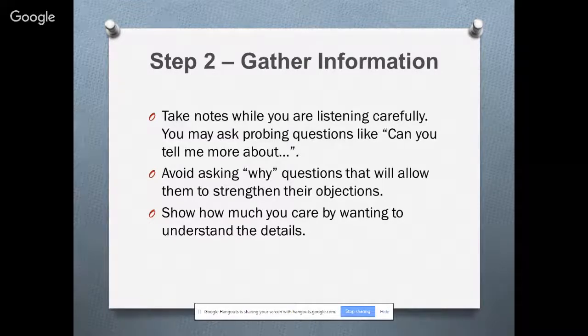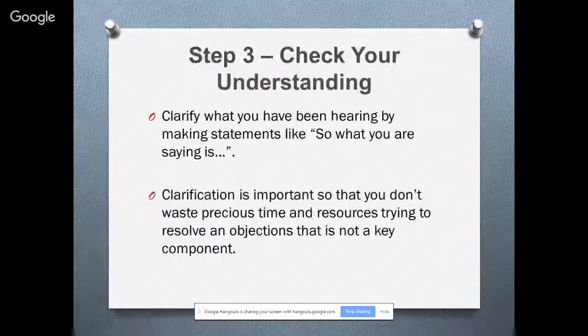But you might want to avoid asking why questions, because sometimes that can just give the student an opportunity to go back into all of their objections. What you want to do is start peeling back the pieces, working with them so you can get to the root of it, to start going through some of the other steps in resolving that objection. But it does show how much you care, that you want to understand the details by taking notes, by clarifying.